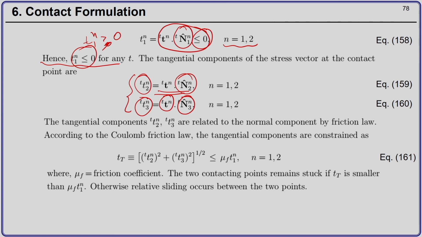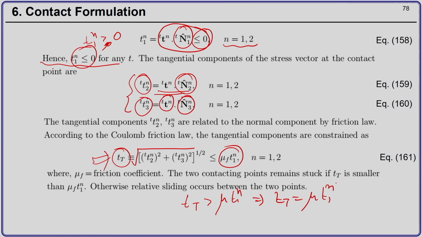Then the resulting traction, root over T2 squared plus T3 squared, gives you the tangential traction Tt. If this tangential traction is less than mu, the friction coefficient, times the normal traction, then you have what is called the sticking condition, and the two bodies cannot move relative to each other. However, if Tt becomes greater than mu times T1n, then Tt should be equal to mu times T1n, and the body is said to be in the slipping condition.